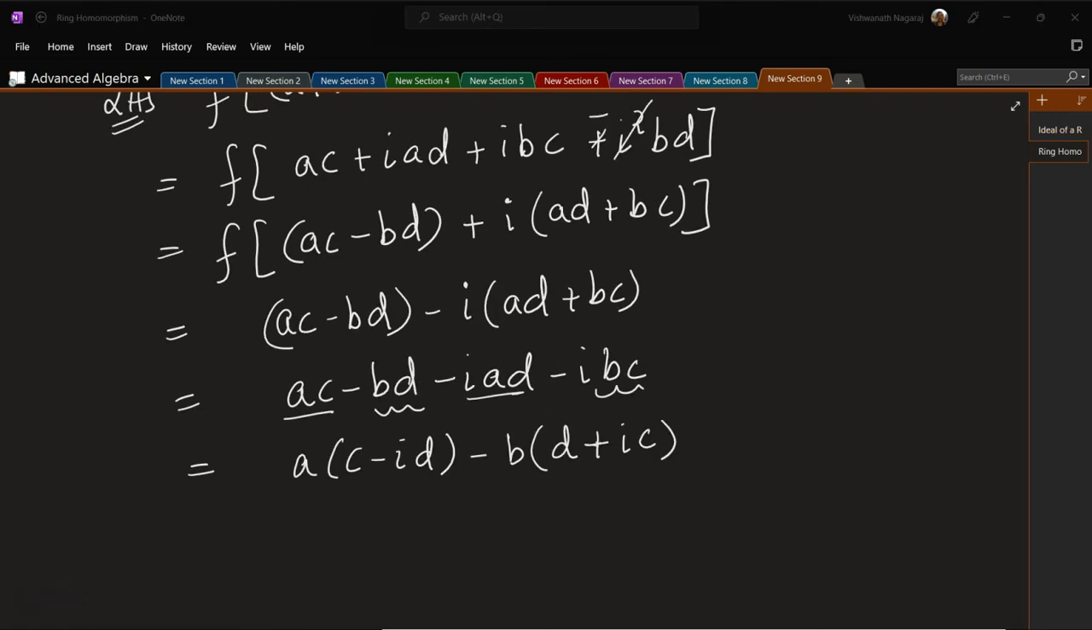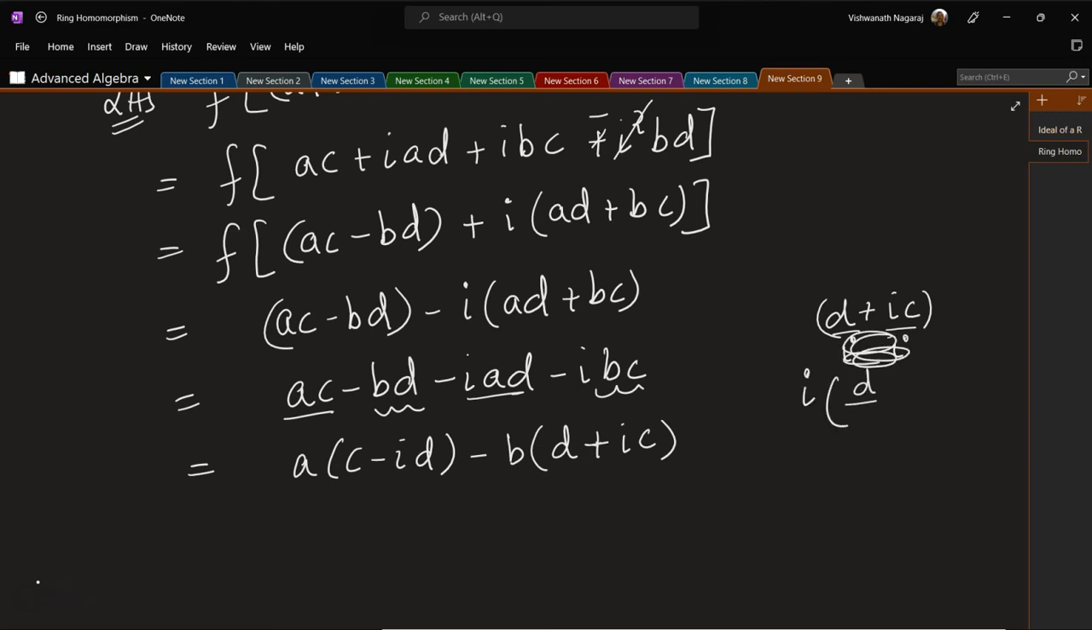Okay. We are in a pickle because here we have C minus iD, here also we need C minus iD. So how can we convert this D plus iC into C minus iD? So let's see. Let's divide this by i and let's divide this by i. Let's divide both of them by i. Or in other words, let's take i out.